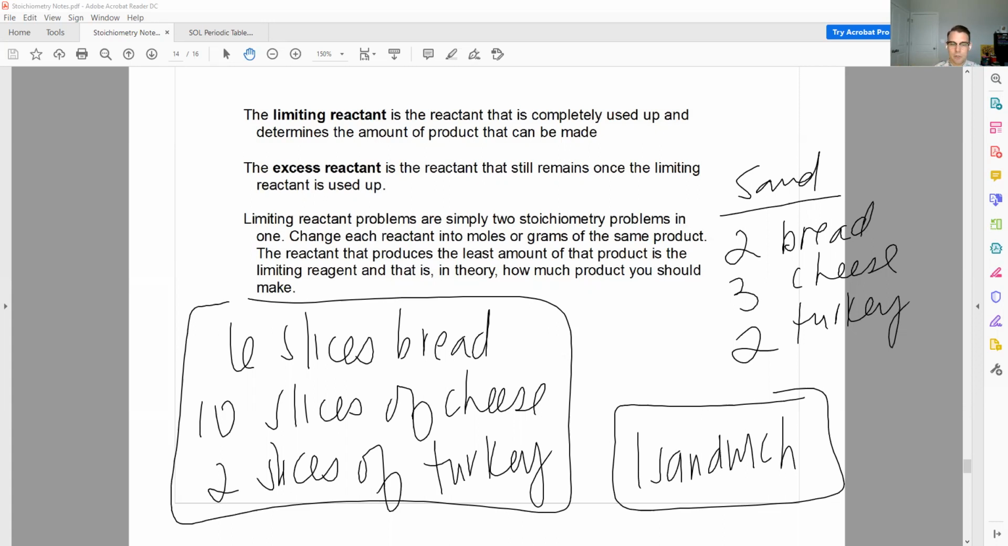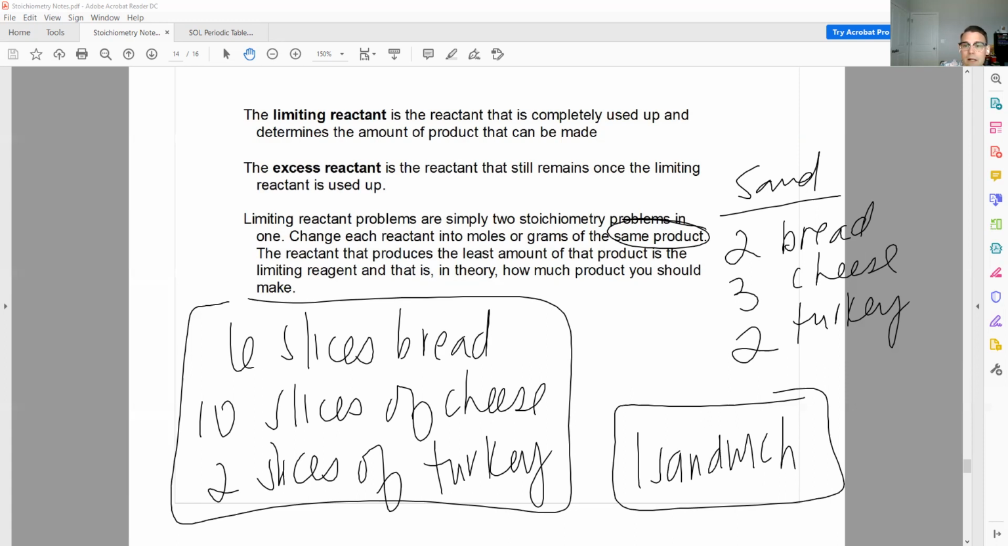And we have to do, of course, stoichiometry calculations to determine that. So limiting reactant problems are simply 2 stoichiometry problems in one. Change each reactant into moles or grams of the same product. That's the important part. We have to do it to the same product. We have to compare apples and apples, not apples and oranges. The reactant that produces the least amount of product is the limiting reagent.